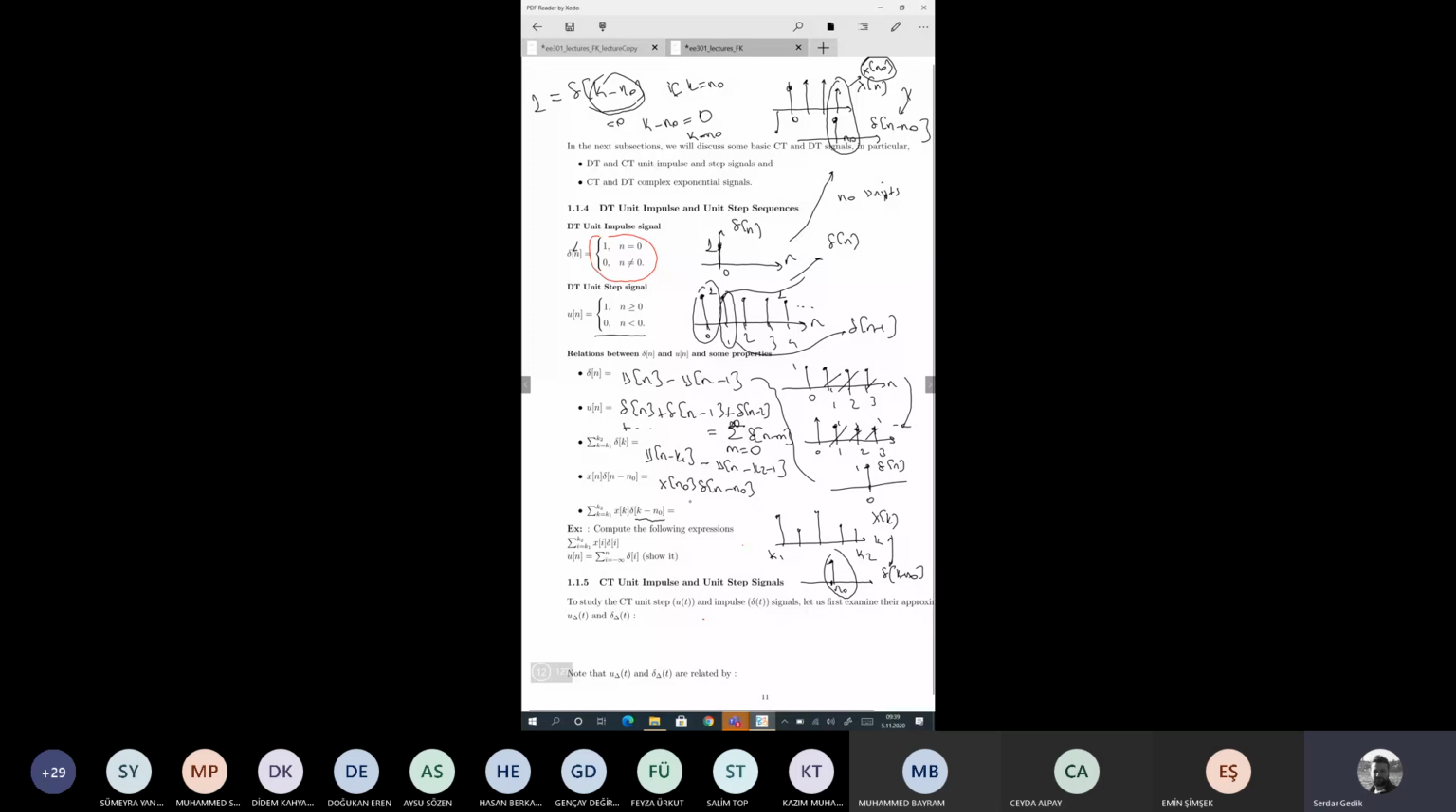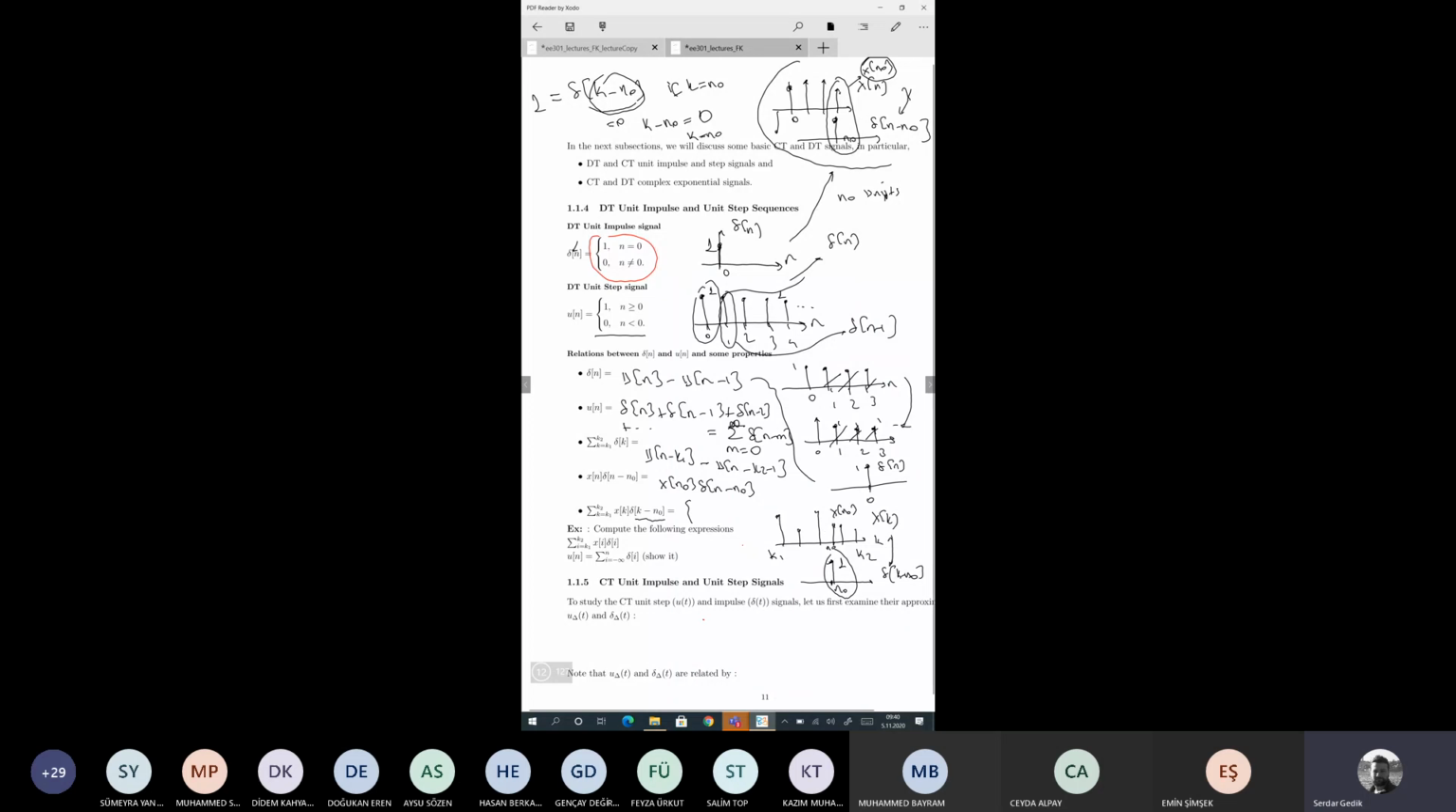So when I multiply them, impulse of k minus n0 is 1 at k equals n0. Let's say that this is n0 and this is x of n0. If I multiply those two, the result is just like the upper one, right? It is x of n0 times impulse of k minus n0.